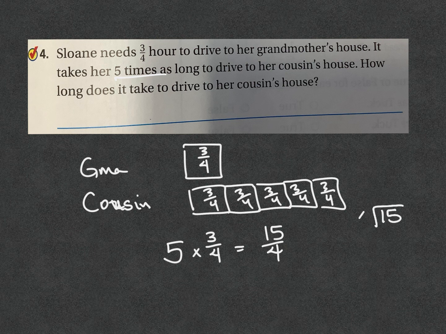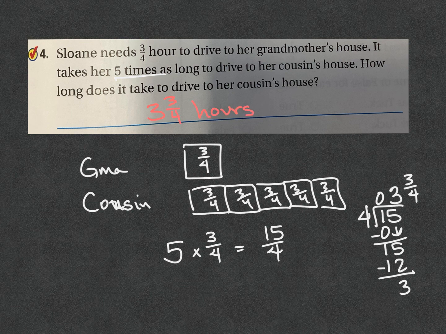15 divided by 4. 4 times 4 is 16, which is too high. So 4 times 3, I did that 0. I kind of skipped that step. You'll start doing that if you haven't already. And then 4 times 3 gives me 12. 5 minus 2 is 3. 3/4. So her cousin's house takes her 3 3/4 hours to get there. That's a long drive, long time to be in the car.